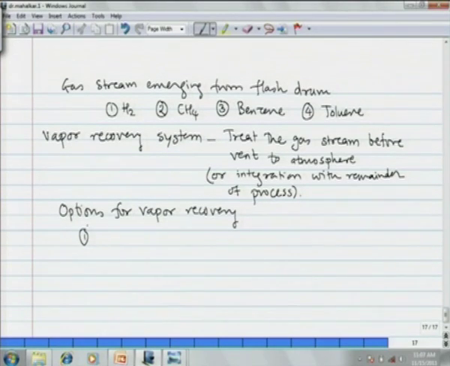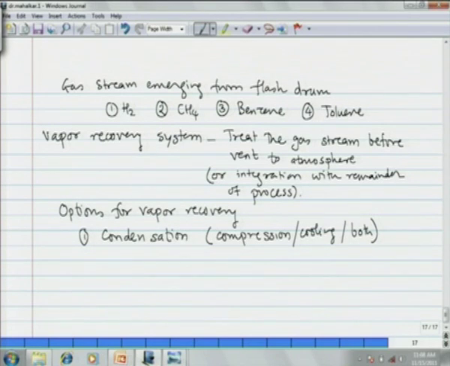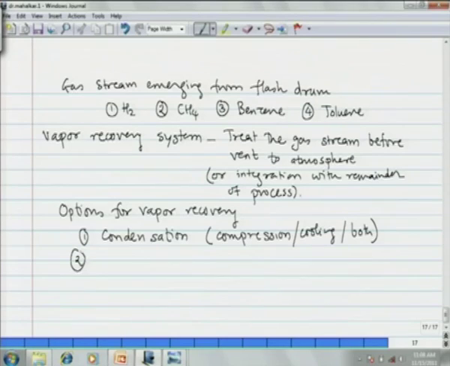One obvious option is that of condensation. We can condense vapors by compression of the stream or cooling of the stream or both simultaneously. Now, whether the vapor will condense with simple compression or we need to apply cooling as well depends on the PVT characteristics of the vapor. For example, propylene can be condensed by compression to moderate pressure, something like 8 to 10 bar, using cooling water. The second option for recovery of vapor will be that of absorption in a suitable solvent. The third option is that of adsorption on a suitable adsorbent, and the fourth option is membrane separation.